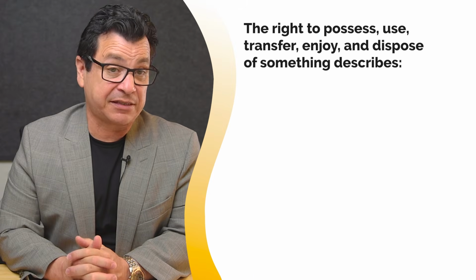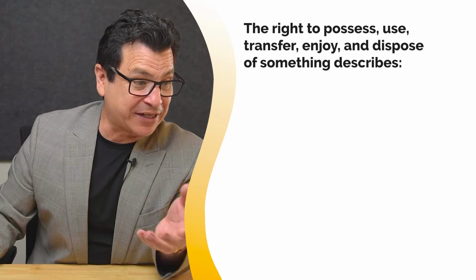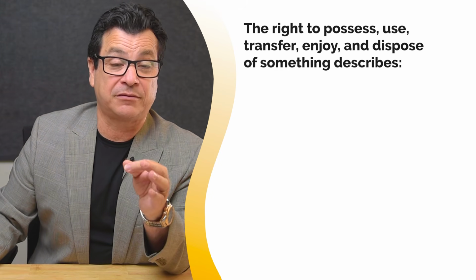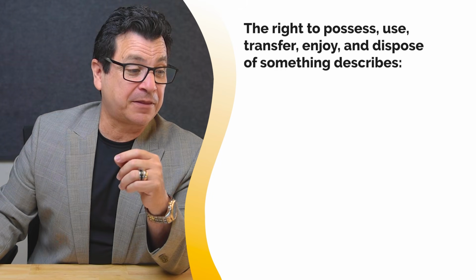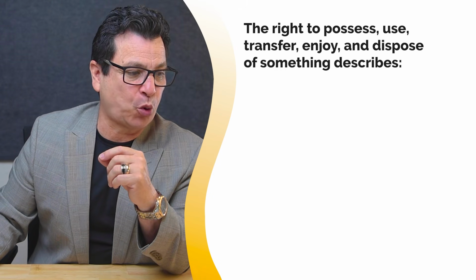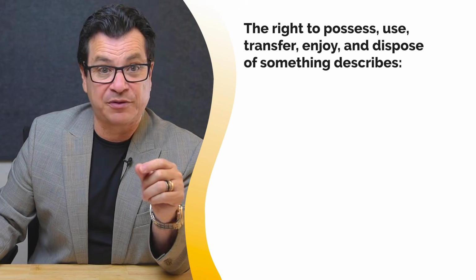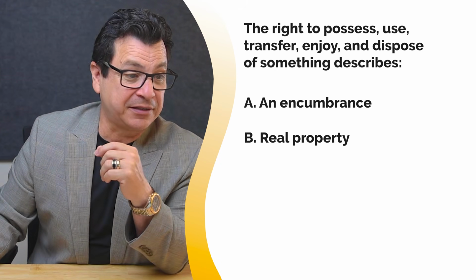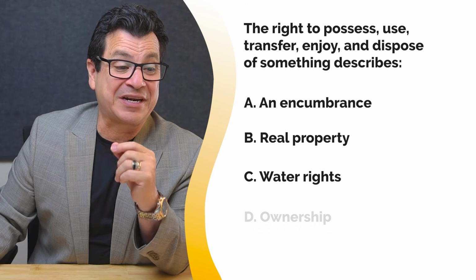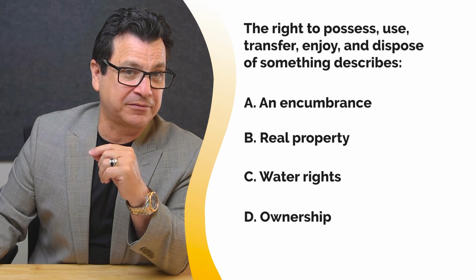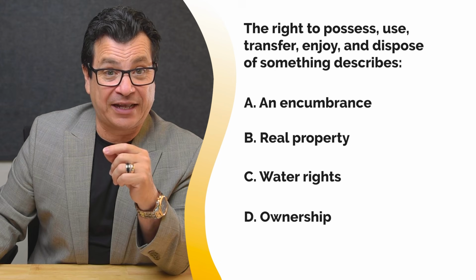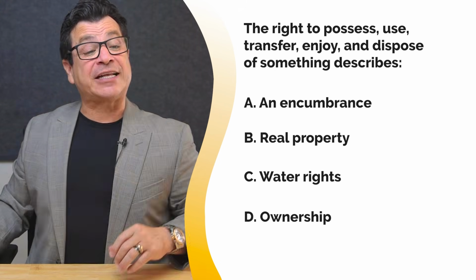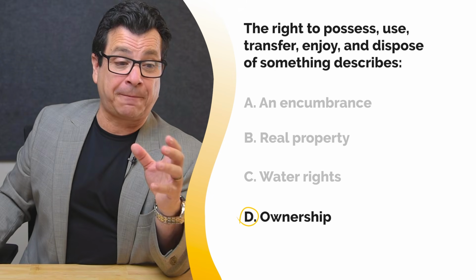The right to possess, use, transfer, enjoy, and dispose of something describes which of the following? A, an encumbrance. B, real property. C, water rights. Or D, ownership? Great question. And the answer is, drum roll please. Yeah, the answer is D. D as in dog, ownership.